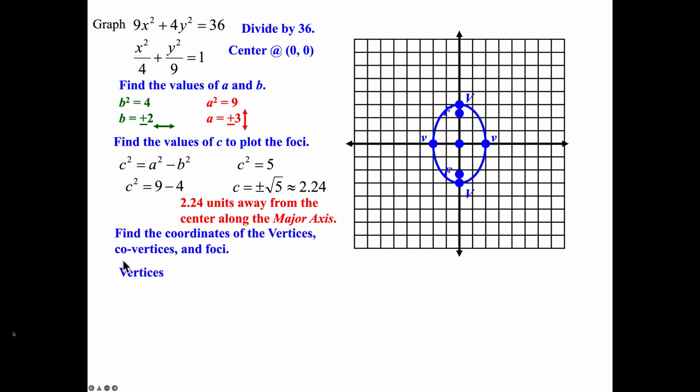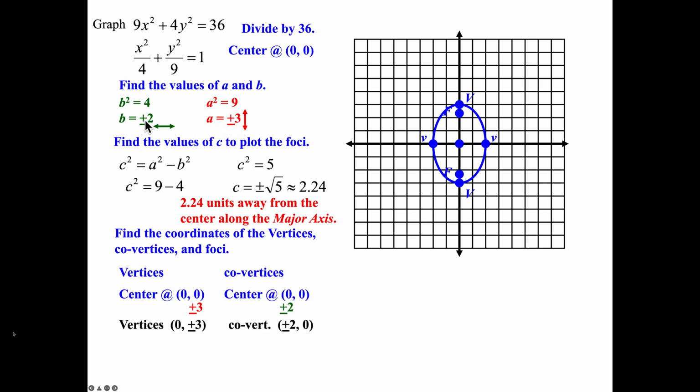And again, finding the coordinates, always starting at the center, in this case the origin. Add and subtract 3 to the y coordinate for the vertices. Covertices, add and subtract 2 to the x coordinate. There's your covertices. And add and subtract the square root of 5 to the y coordinate of the center because it's always the same as the vertices. There's my foci.